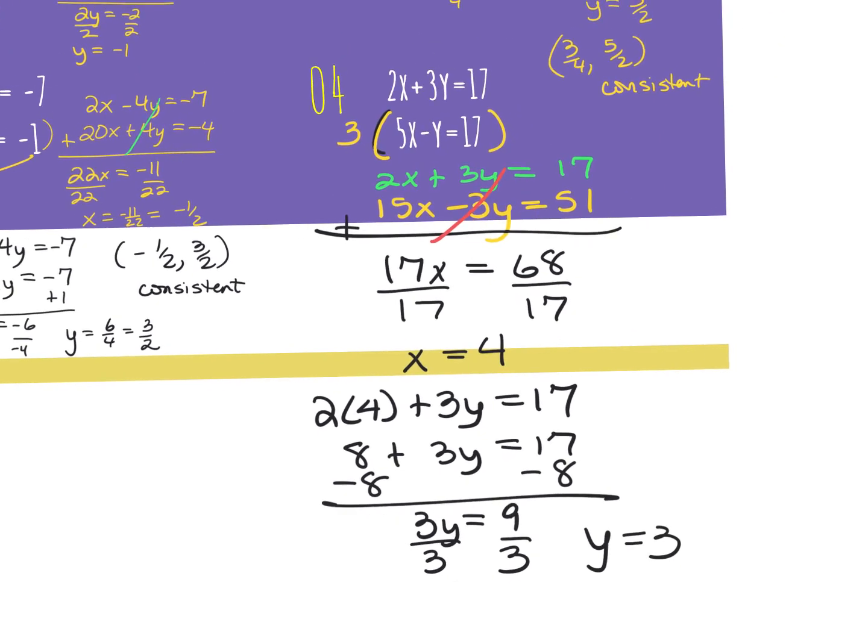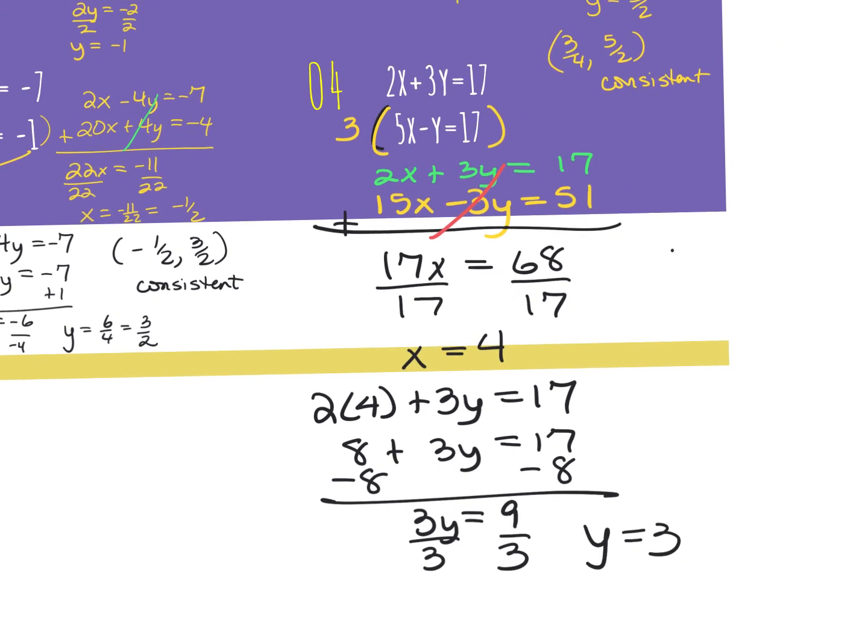And again, my answer is always written as an ordered pair, because if I were to have graphed these 2 equations, my point of intersection is the ordered pair 4, 3. And again, since I got an answer, I'm going to label this as being consistent.